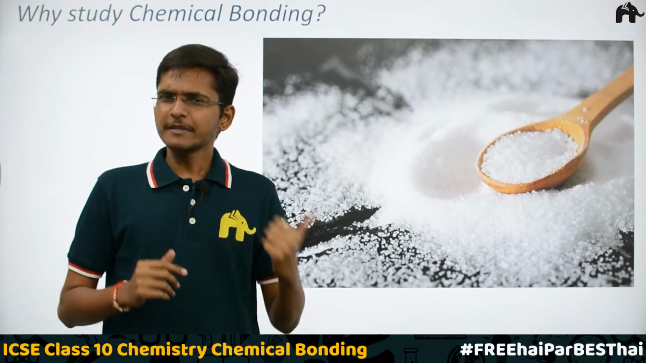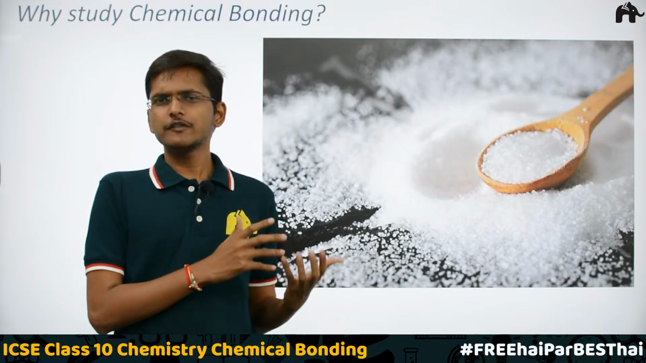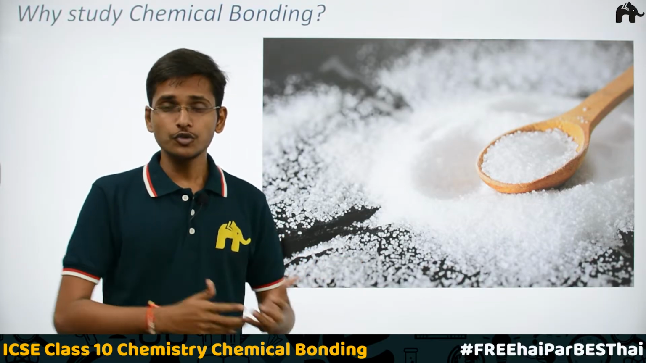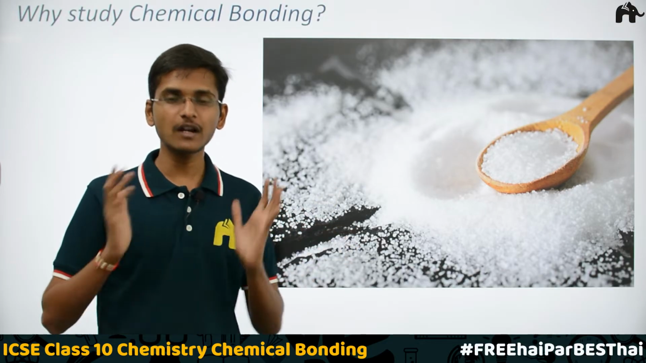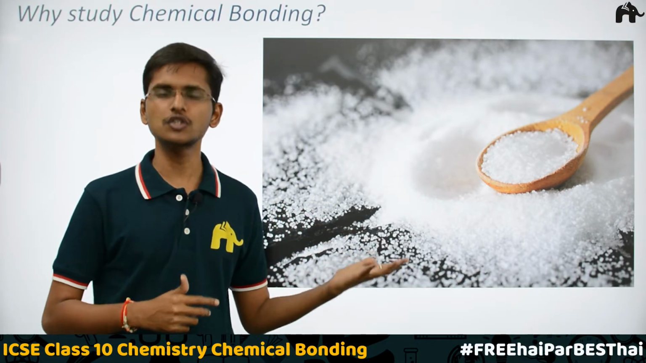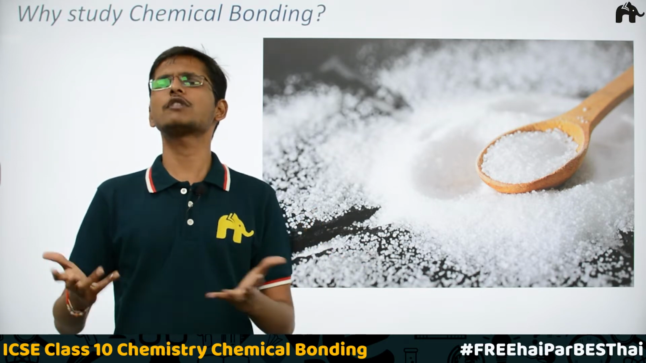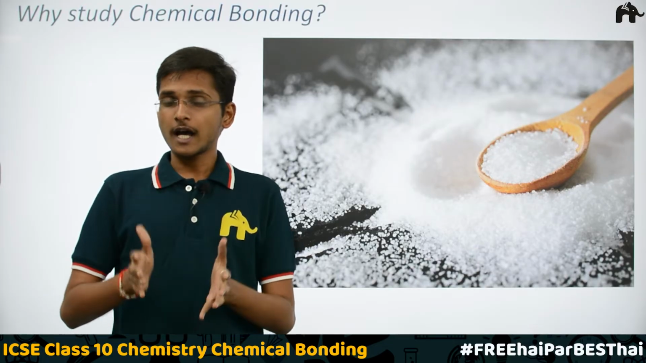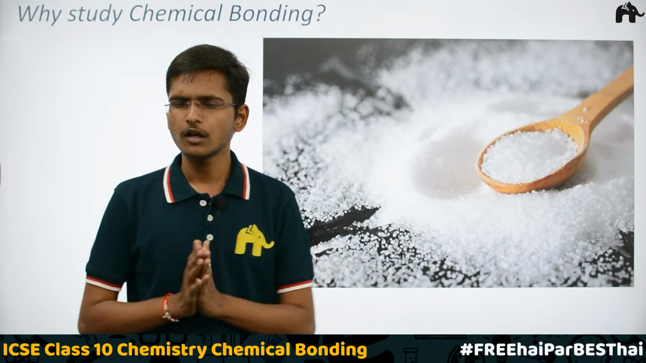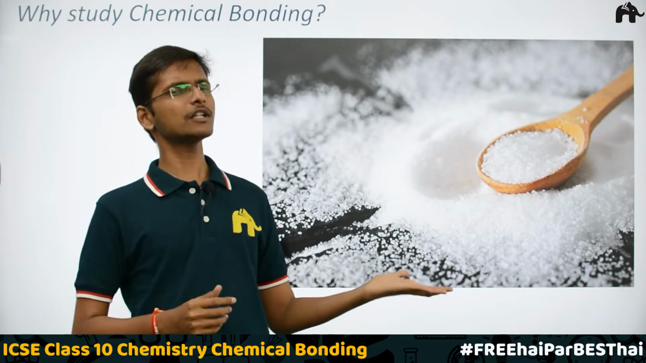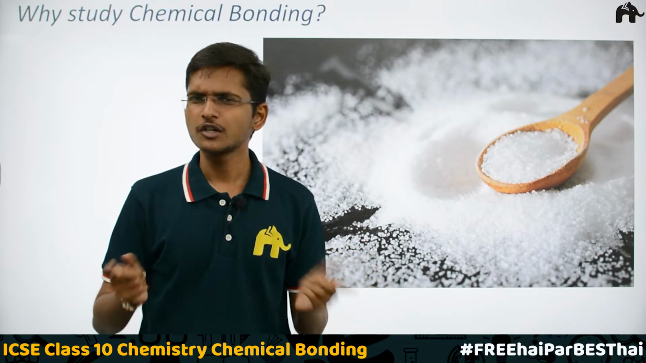Now, let me tell you an interesting thing about this salt. If you want to first melt this salt, you have to heat it to 800 degrees centigrade. So this means that its melting point is 800 degrees centigrade. And if you want to boil the salt, you have to heat it to roughly around 1400 degrees centigrade. Now, its boiling and melting points are so high, right? Why does a simple chemical compound like salt have such high boiling and melting points? Do you want to know the answer?